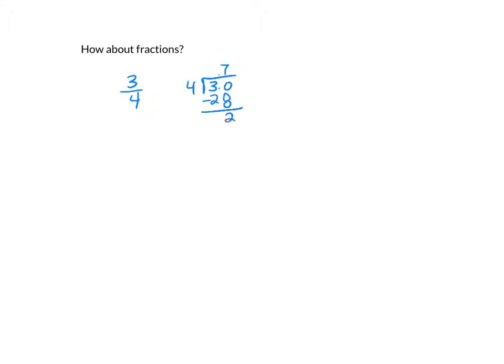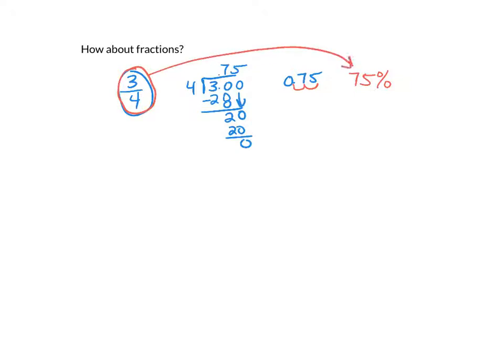I'll subtract, I get 2. I need to bring down another 0. How many sets of 4 are there in 20? There are 5. 4 times 5 gives me 20, so I get 0. So 3/4 as a decimal is 0.75. Now I'm just going to use that same rule that we just talked about. I'm going to move the decimal point 2 spots to the right, and I am going to get 75%. So the fraction 3/4 as a percent is equal to 75%.